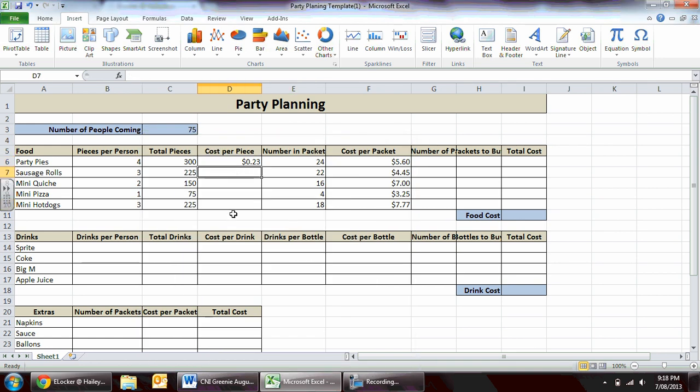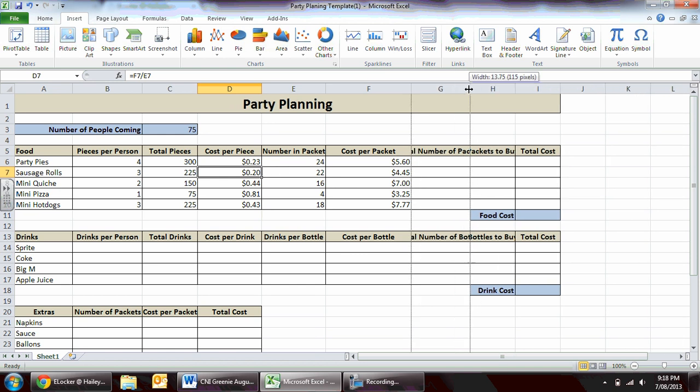Now to do the rest, instead of typing them all out, in the past we've used fill down to create patterns. I move my mouse to the bottom right hand corner of that cell, hold down the mouse button, and drag it down. The first one we had was equals F6 divided by E6. The next one, F7 divided by E7. It changes the formulas for you automatically. That's a good thing.